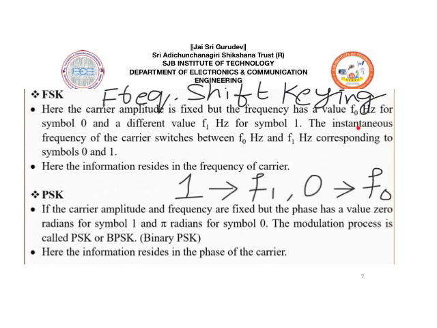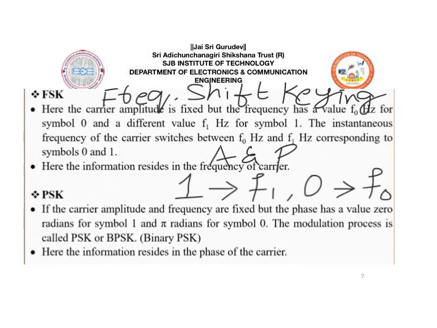Here the instantaneous frequency of the carrier switches between f0 hertz and f1 hertz corresponding to symbols 0 and 1. And in this digital modulation technique, the amplitude and the phase of the carrier remain fixed, only the frequency will be changed.